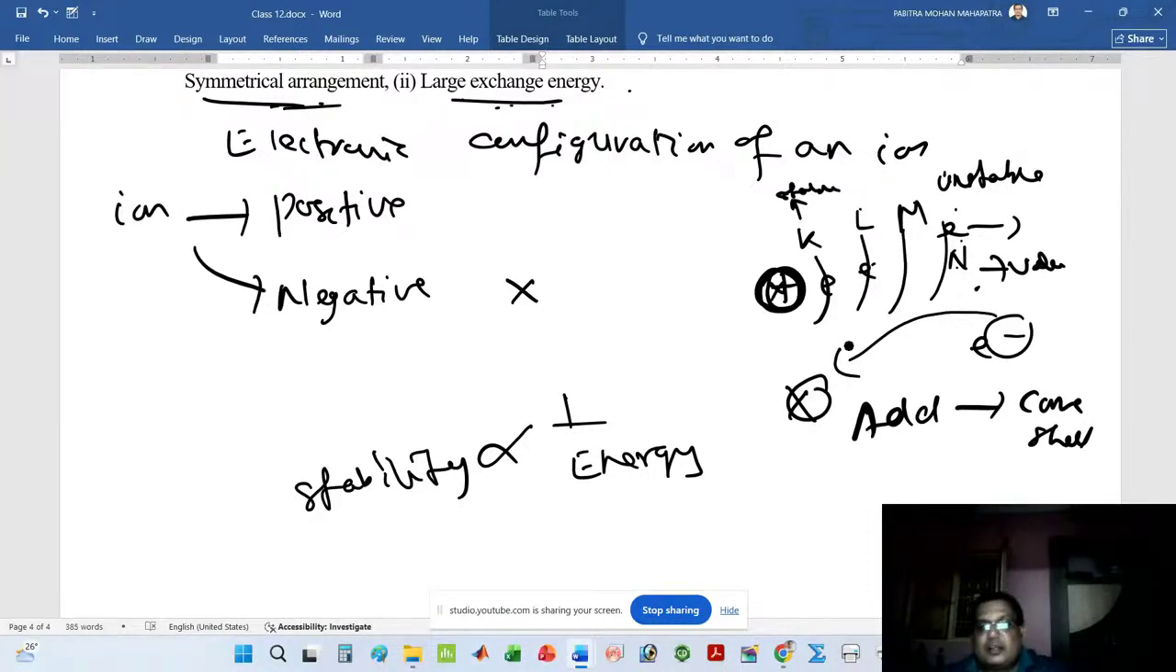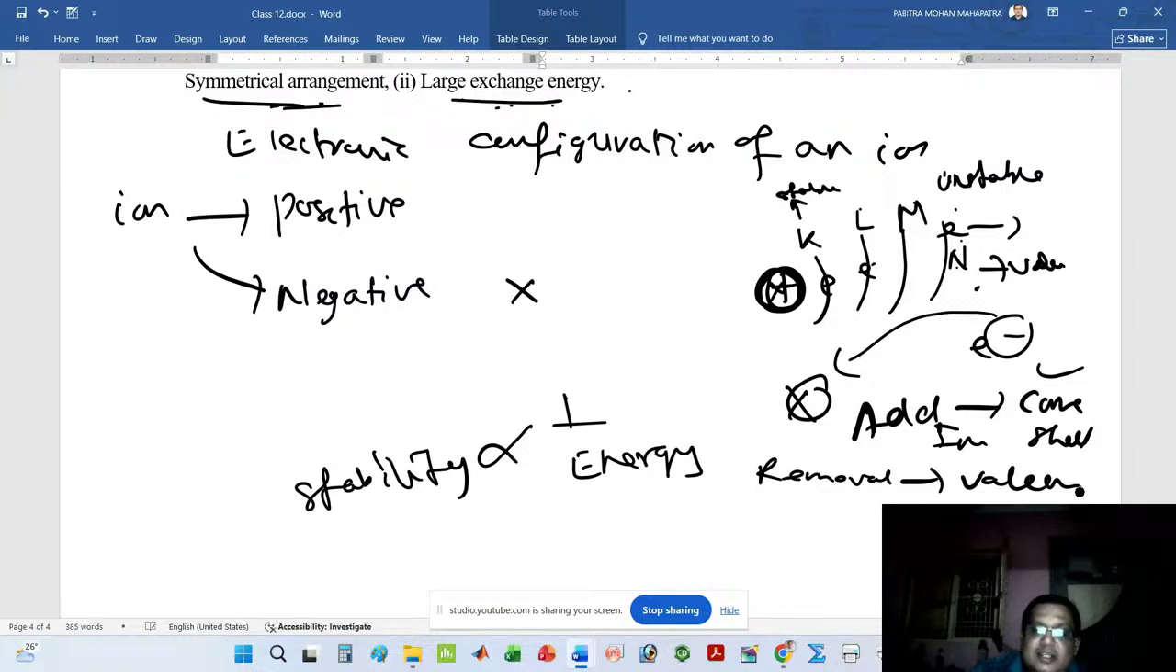So remember an important point. If you want to add an electron, then go to the core shell, that is your inner shell. If you want to remove an electron from an atom, then go to the valency shell. Then it is very easy to maintain the stability. Always remember, if you want to give an electron to an atom, the electron will go to the core shell. If you want to remove an electron, it will be removed from the valency shell. Clear?